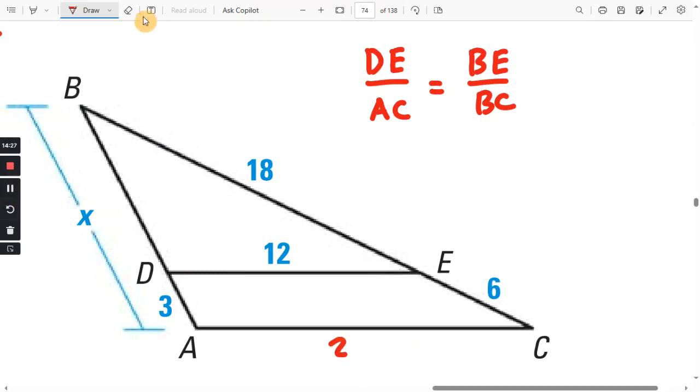All right, actually I'll just label that with an X instead of a question mark. All right, that length is X. See if you can solve for x. It's pretty easy.